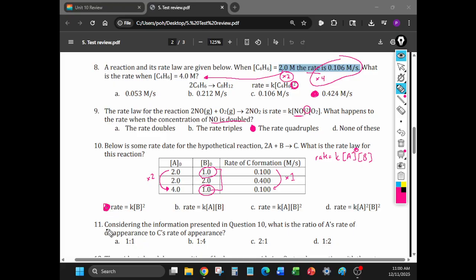Okay, and if you actually wanted to do the comparison, you'll see that B is second order, because if you kept A constant and you double B, you'll see that the rate quadruples, which is second order. So B is second order, A is 0 order.